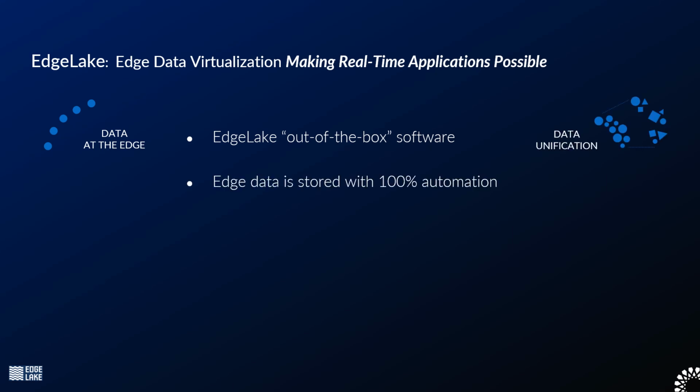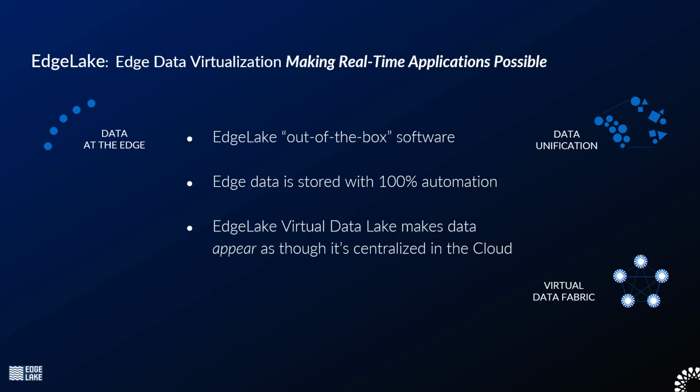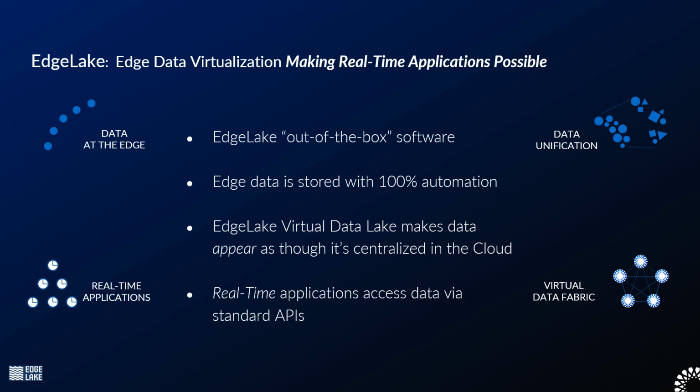Edge devices stream data to the local EdgeLake nodes, where data is unified and stored locally with 100% automation. EdgeLake nodes form a virtual data lake that services a unified collection of data. With this approach, data remains in place, but applications operate as if the data is centralized. By keeping data at the edge, applications extract real-time insight from the data. All of that using standard and open APIs and without a single line of code.